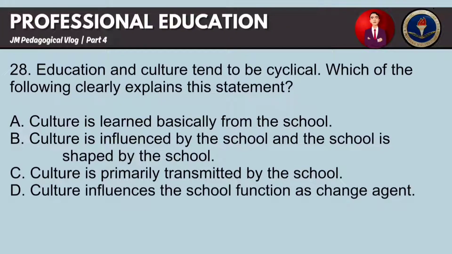Education and culture tend to be cyclical. Which of the following clearly explains this statement? A. Culture is learned basically from the school. B. Culture is influenced by the school and the school is shaped by the school. C. Culture is primarily transmitted by the school. D. Culture influences the school function as change agent.